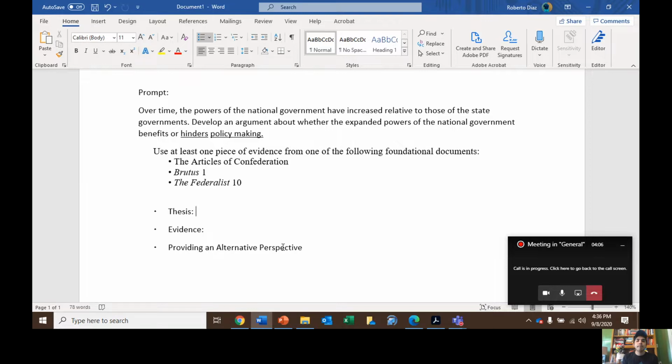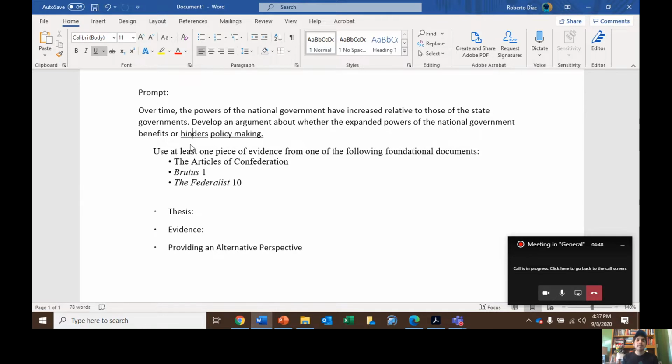But again, this prompt is a little bit difficult because it says develop an argument whether the expanded powers of the national government benefits or hinders policymaking. So just so that we're on the same page, hinders can be, prevents the effectiveness of, is an obstacle to. And policymaking, it's really hard to provide a definition of policymaking without including the term policy in it, but it describes this idea of the government's ability to make policies, to impact our lives, to make laws, and to enforce those laws, etc. That's what we mean conventionally when we talk about policymaking.